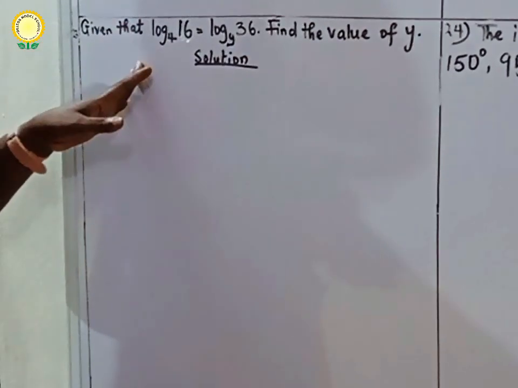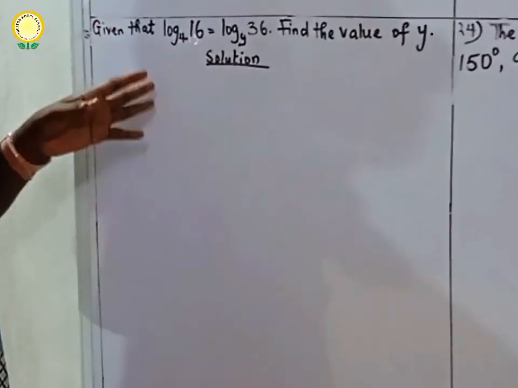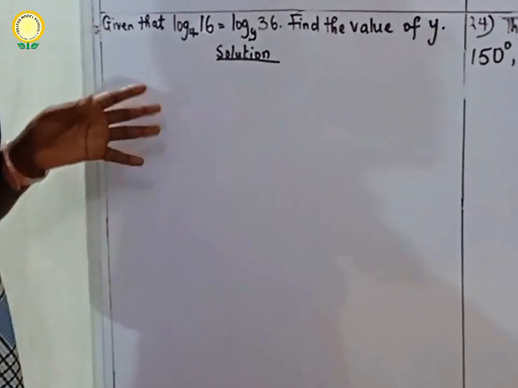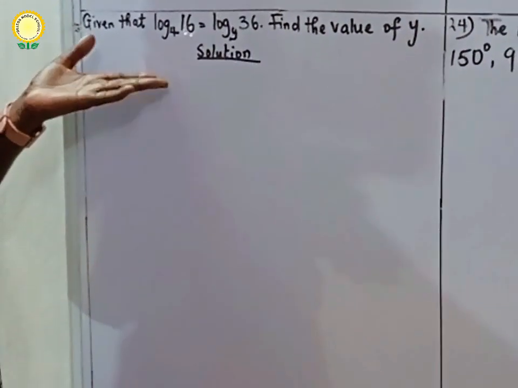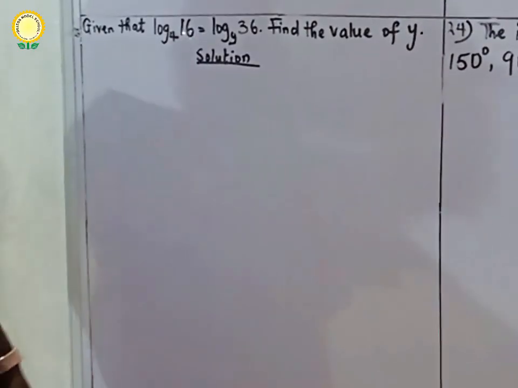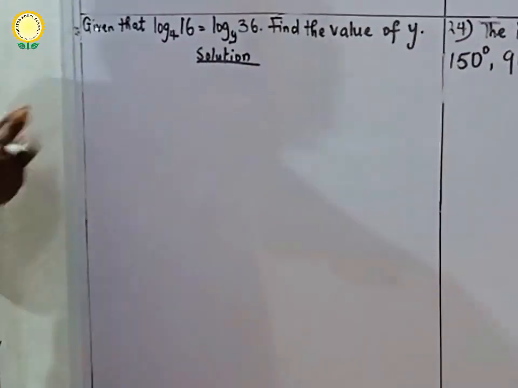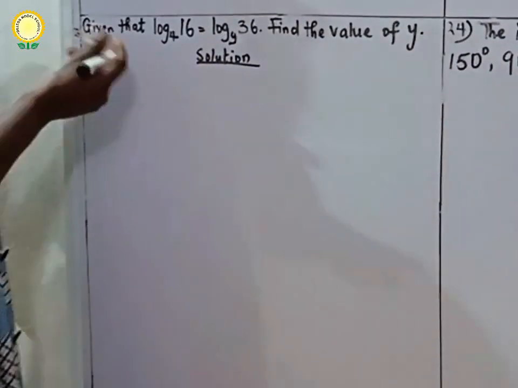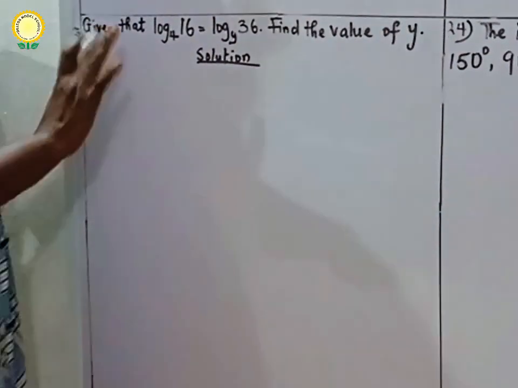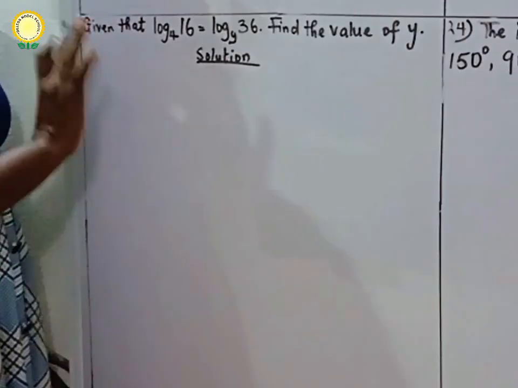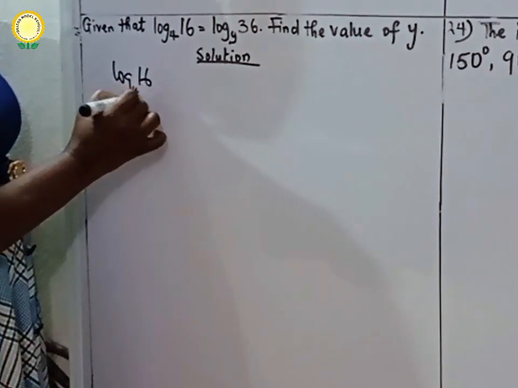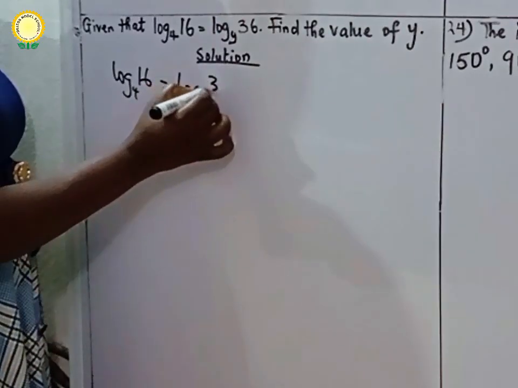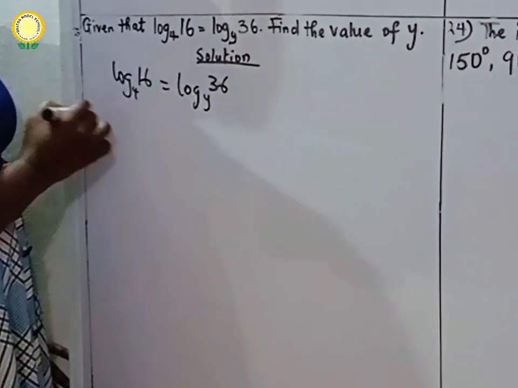This is a question on logarithm, and you have to know all the laws of indices and logarithm to be able to attend questions like this. Please revise your laws of indices and then your laws of logarithm, because we are going to apply them here. So anything I use, I'm going to tell you is a law in indices or logarithm. All right. So we have log 16 to base 4 equals log 36 to base y.